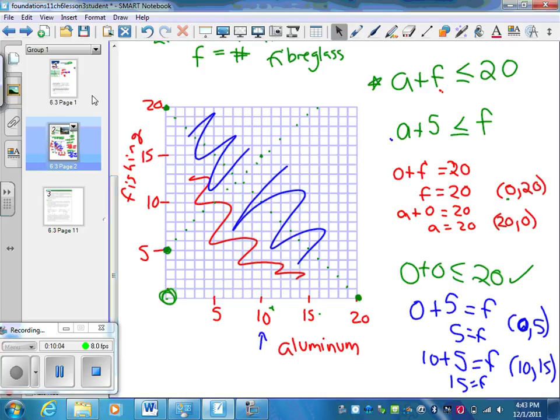My awful scribble. There we go. Okay, so first of all, I'm going to test the point 0, 0. So that would be everything below. I'm going to test 0, 0, and I'm going to see what happens.